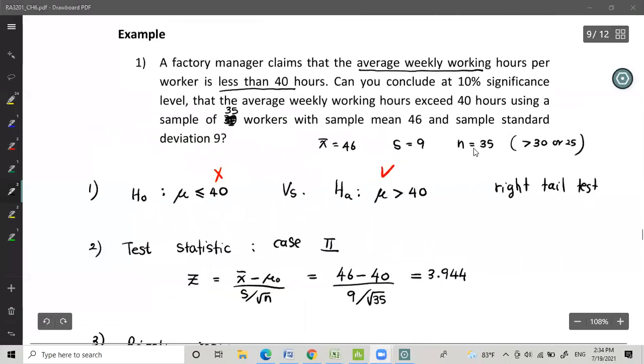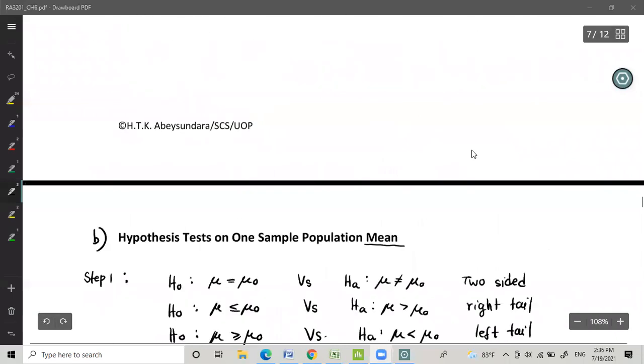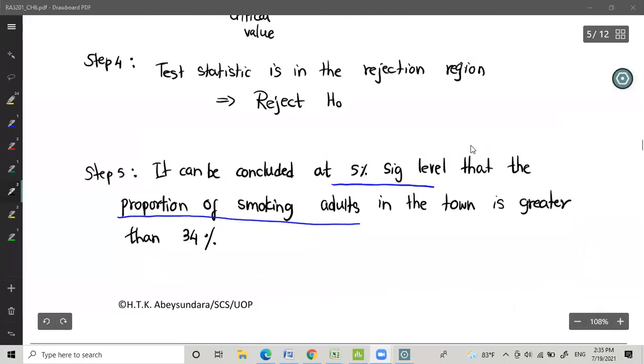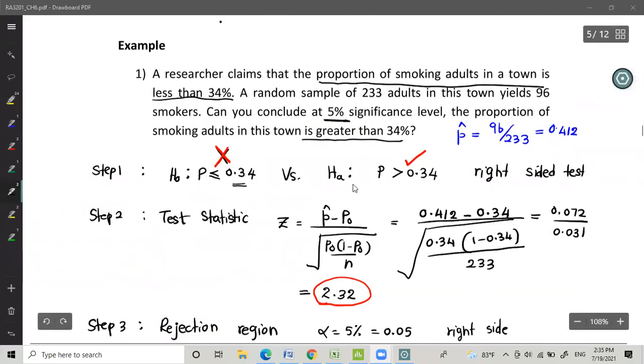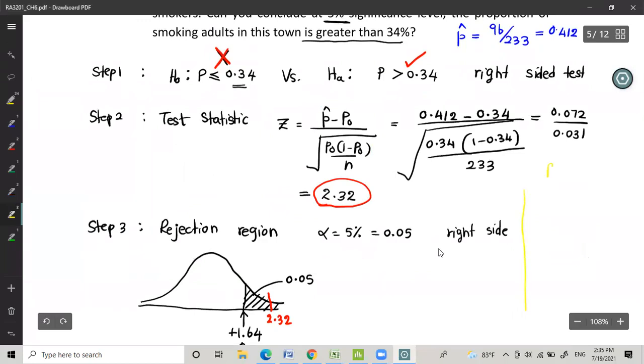So I'm going to go back to the proportions, right? Now let's look at the very first example we did, which was a right-sided test, okay? Now look at the steps. We wrote the hypothesis, the test statistic, and after you find the test statistic, what should you do now? You have to find the p-value corresponding to this 2.32. Okay, so rather than finding the rejection region, I'll write it separately here. Okay, p-value approach.